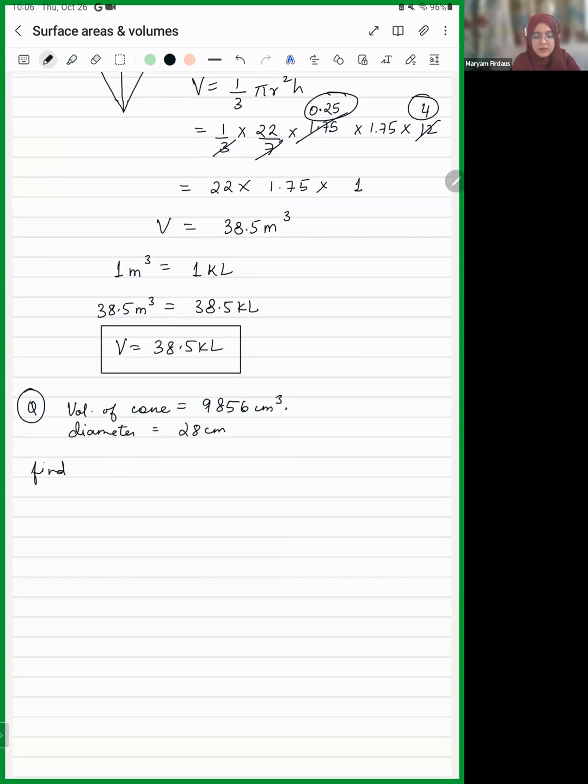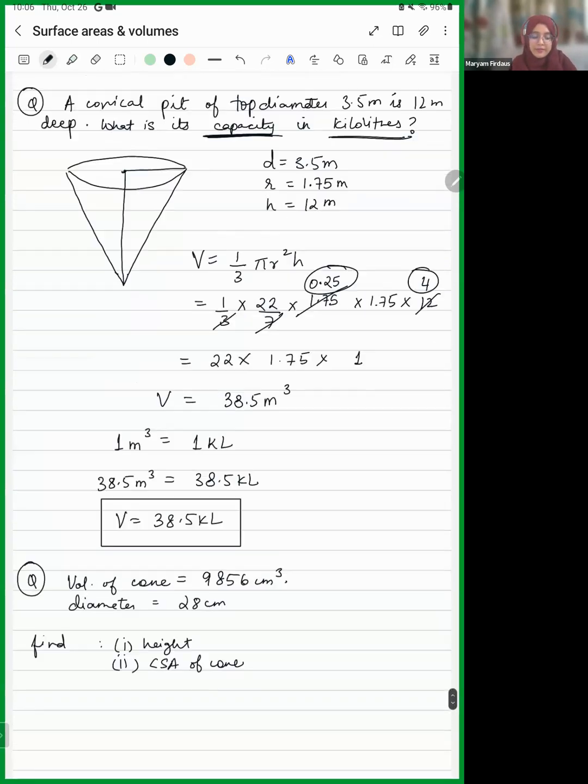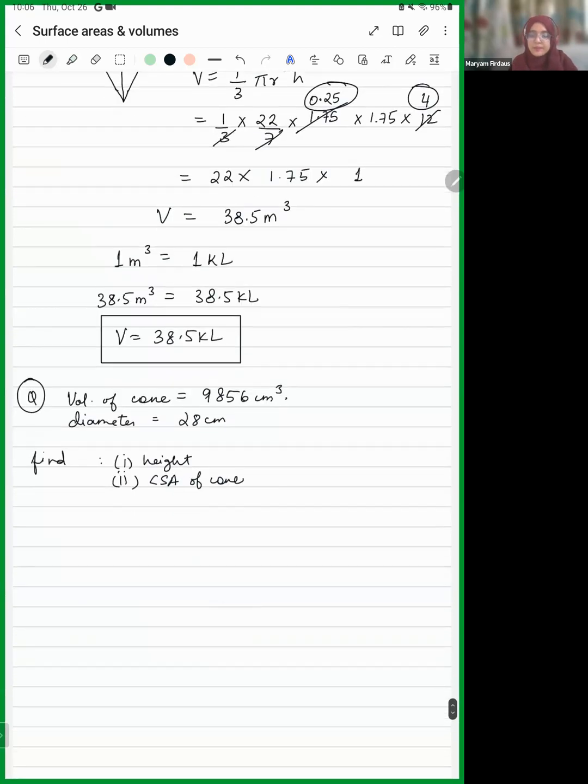the height of the cone and the CSA of the cone. So height of the cone we can find. Very simple. It's just calculations, nothing else. So let's quickly find the height and then you will tell me how do we find the CSA of the cone, okay? Let's quickly find the height first.